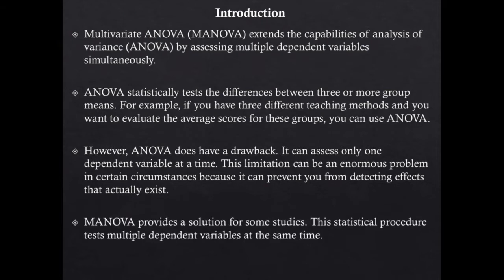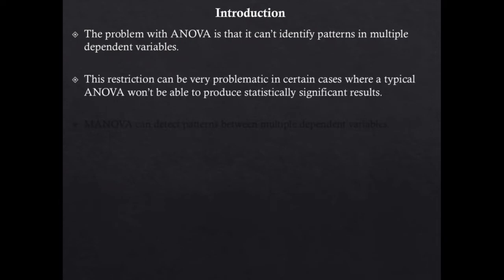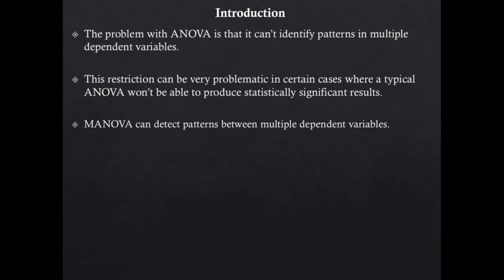The MANOVA provides a solution for some studies. This statistical procedure tests multiple dependent variables at the same time. The problem with ANOVA is that it can't identify patterns in multiple dependent variables. This restriction can be very problematic in certain cases where a typical ANOVA won't be able to produce statistically significant results. And this is where the MANOVA comes in.